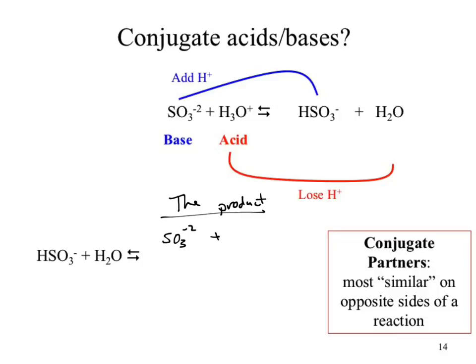SO3 minus 2, if that is a product, what is the other product? H3O plus. What happened? This species looks most like this one. What changed to its structure? Lost a hydrogen. By losing a hydrogen, it is then defined as an acid.